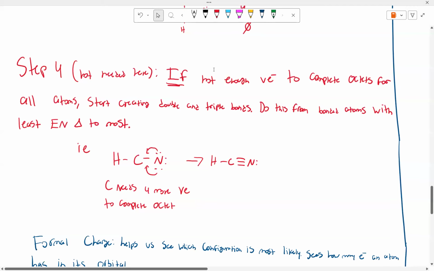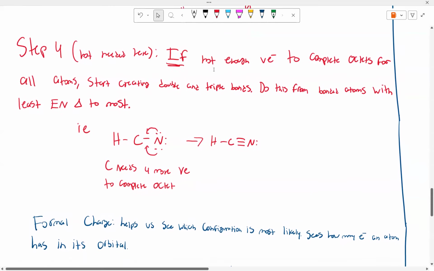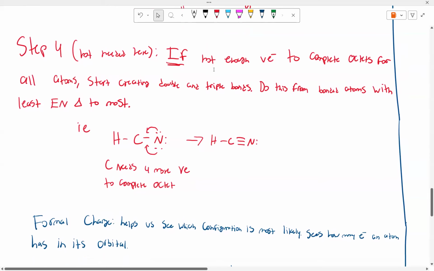And like I said, if there aren't enough valence electrons to complete octets for all the atoms, start creating double and triple bonds. You can do this from the bonded atoms with the least electronegativity difference to the most. Say you had a different atom here that was more electronegative, like, I know this isn't a real thing, fluorine, with a full octet, and this is nitrogen. You would choose the nitrogen to form the bonds over fluorine because nitrogen is less electronegative than fluorine would be.